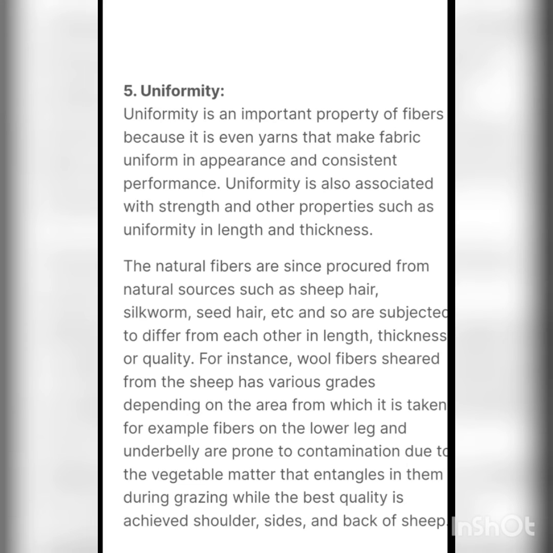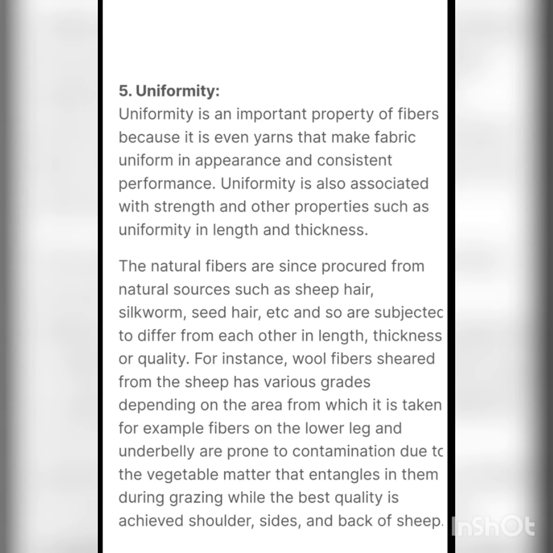Natural fibers, since they are procured from natural sources such as sheep hair, silkworm, seed hairs, etc., differ from each other in length, thickness or quality. For instance, wool fibers sheared from the sheep have various grades depending on the area from which the wool is taken. For example, the wool taken from the lower leg area or underbelly is not of high quality. So all these things matter for the quality of the fiber.